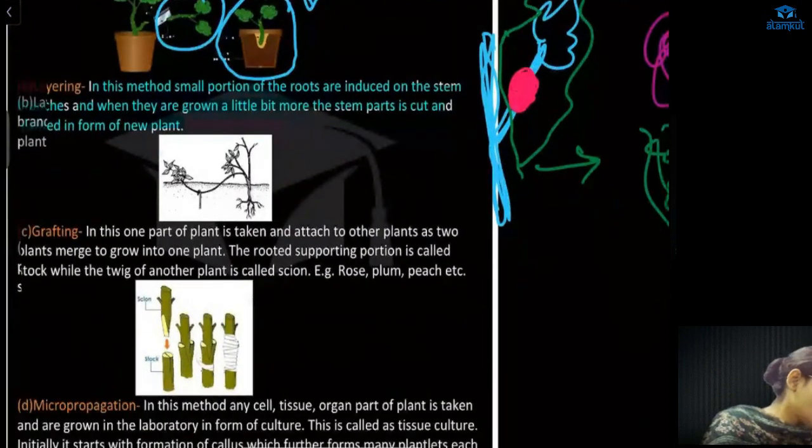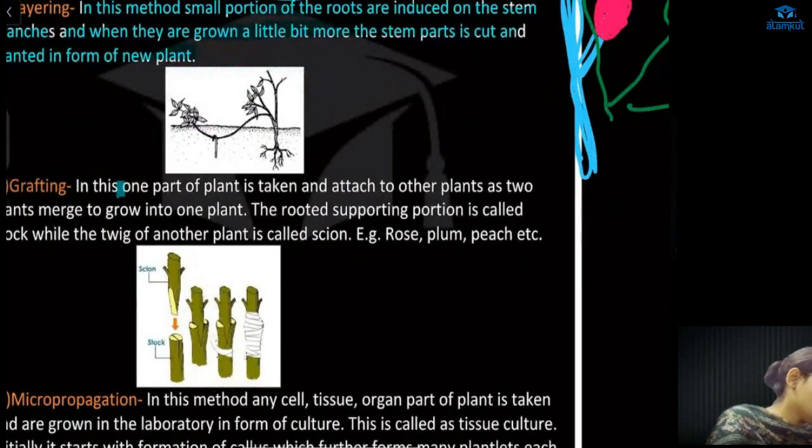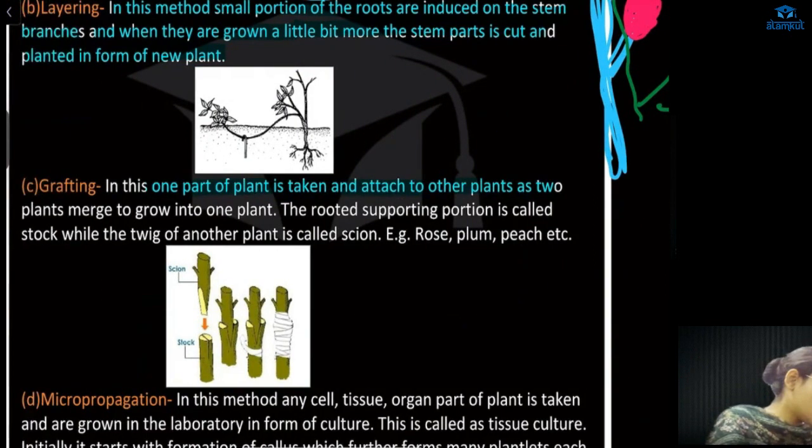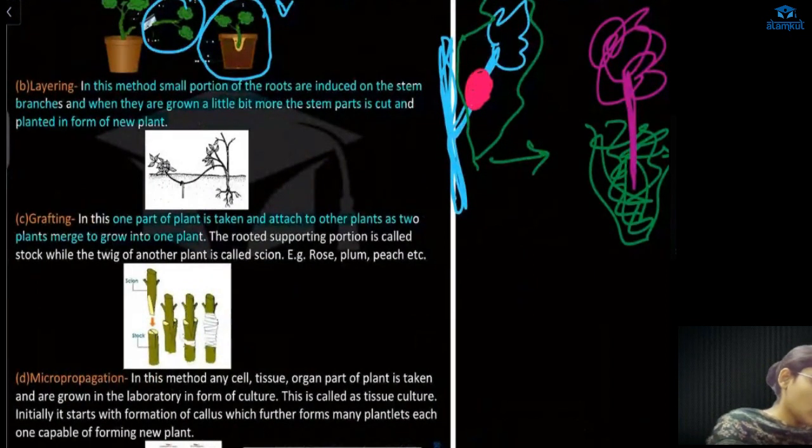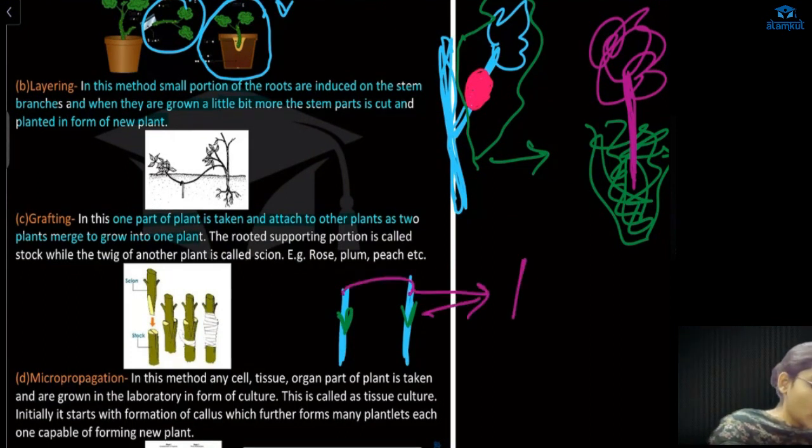Now grafting. In this, one part of a plant is taken and attached to another plant, so that two plants merge to grow into one plant. This is one plant and this is the other plant. One part of the plant is cut like so, and the other plant is cut like this, and after cutting, the two parts will be mixed. This is plant A and plant B. One part is downside like this, and the other part will be attached like this.